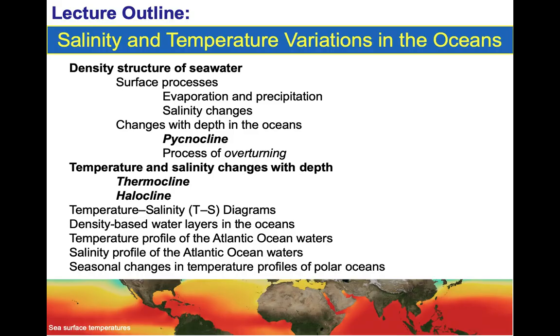So today, I'm going to talk to you about the density structure of seawater. And first, we're going to look at surface processes. It will be very clear that solar radiation dictates surface processes in the oceans, and evaporation and precipitation rates and the differences between the two will really control what happens in surface water in terms of its salt content and temperature. And then we're going to look at the salinity changes in surface ocean waters.